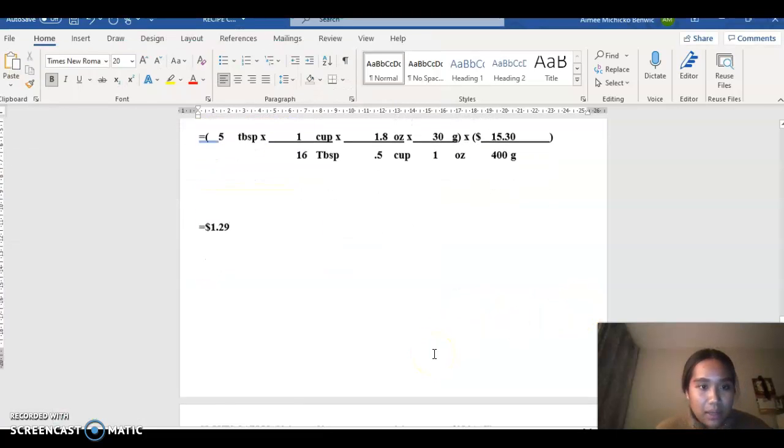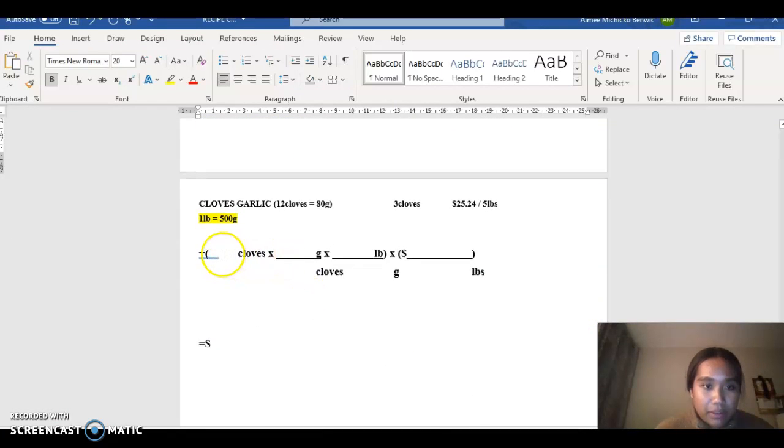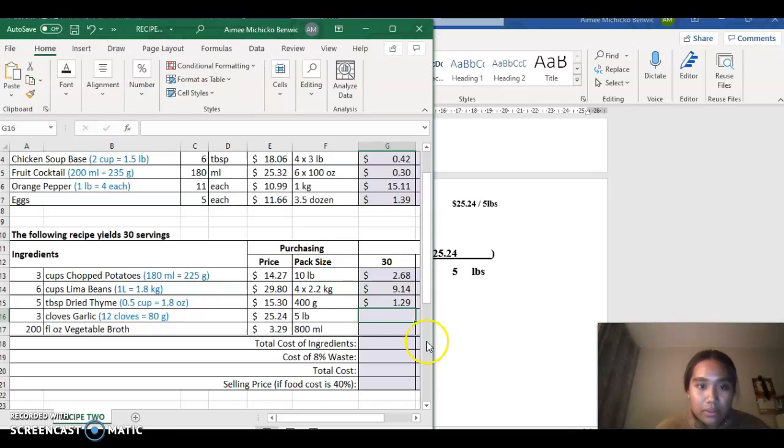So for the next recipe, we have the clove garlic. There are 3 cloves, and we have to go to pounds. As the weight equivalency says, in 80 grams there are 12 cloves, so we have to convert further. In 1 pound there are 500 grams, and just copy the price of $25.24 per 5 pounds, and that gives us 20 cents cost of cloves garlic.